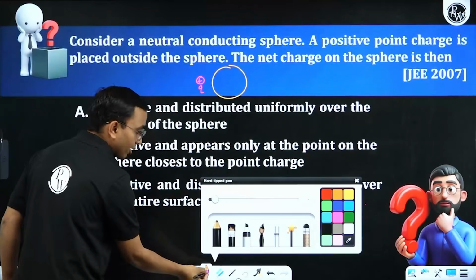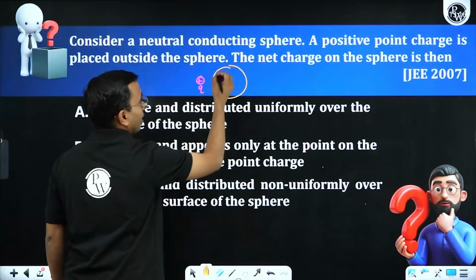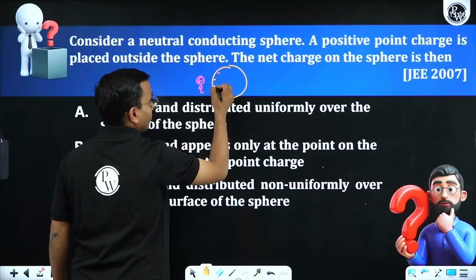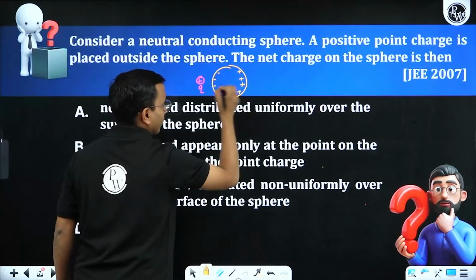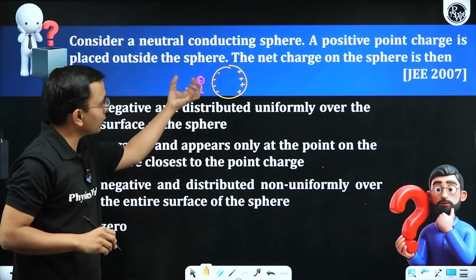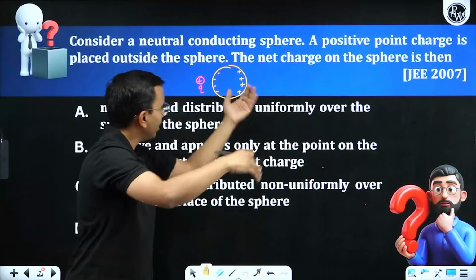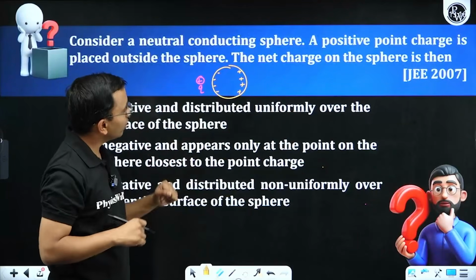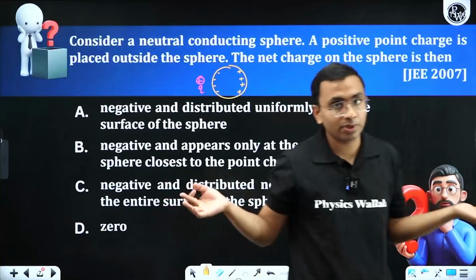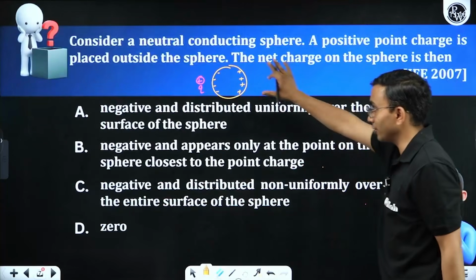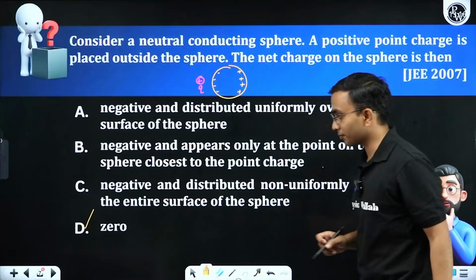You keep it here. So what will happen? You will say, sir, induction will happen. Due to induction, negative charge will come here and positive charge will come on the other end, because the positive charge will attract the negative charge. Now he is asking the net charge on the sphere. Net charge on the sphere is 0, isn't it? Because charge is conserved, the net charge on the sphere will be 0. So the option is D.